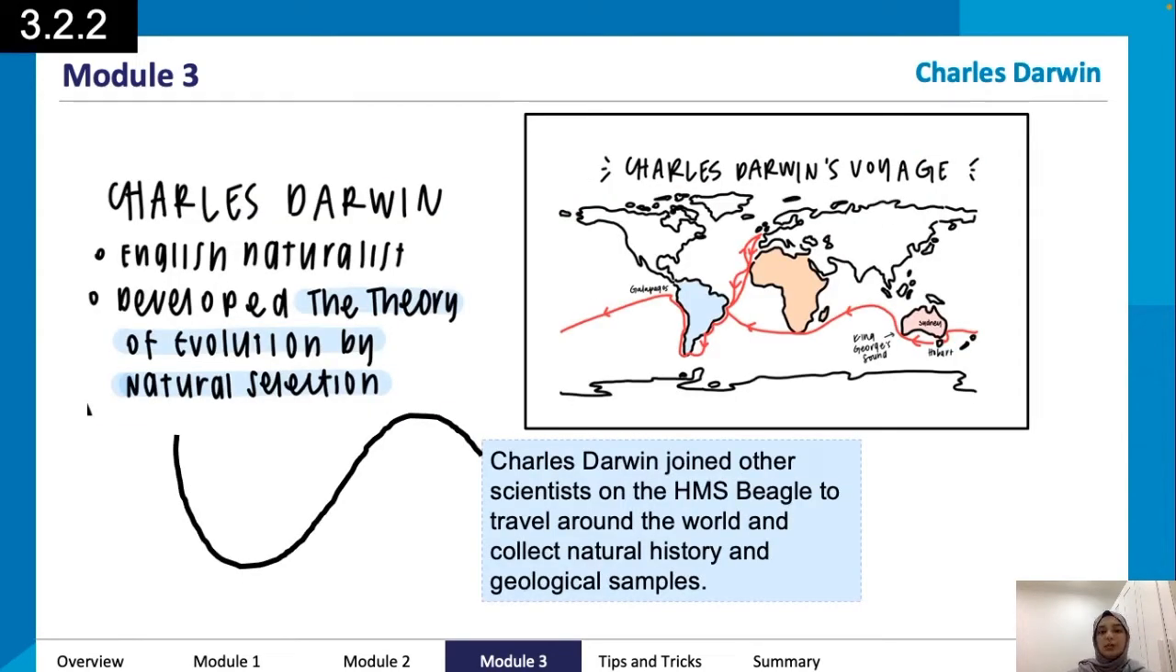So Charles Darwin was an English naturalist who developed the theory of evolution by natural selection. So where's his voyage? You can see it goes through Australia, and through a bunch of other places as well. Charles Darwin joined other scientists on the HMS Beagle to travel around the world and collect natural history and geological samples to try and prove his theory of evolution.